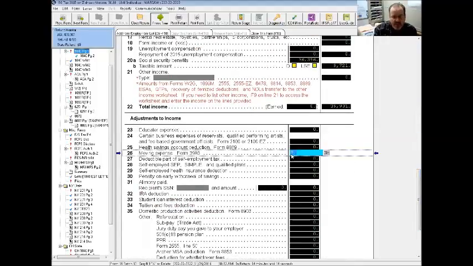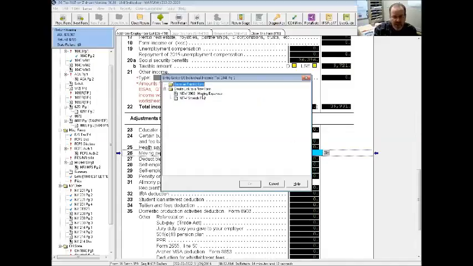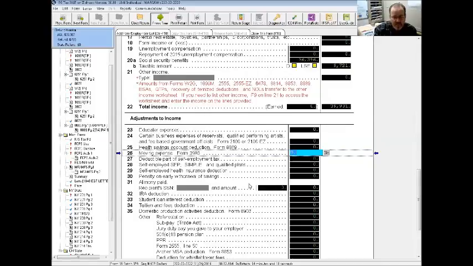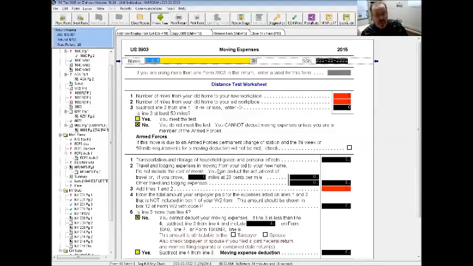Moving expense. Also a form here. Great little form on this, okay? Okay, as I said, there's a test, okay? So the test is how many miles from your old home to your new workplace, and then the number of miles from your old home to your old workplace.